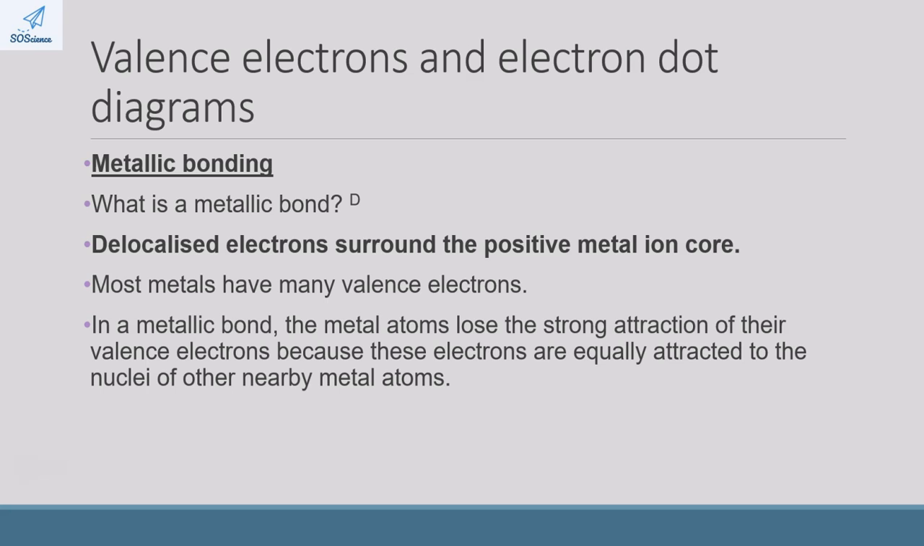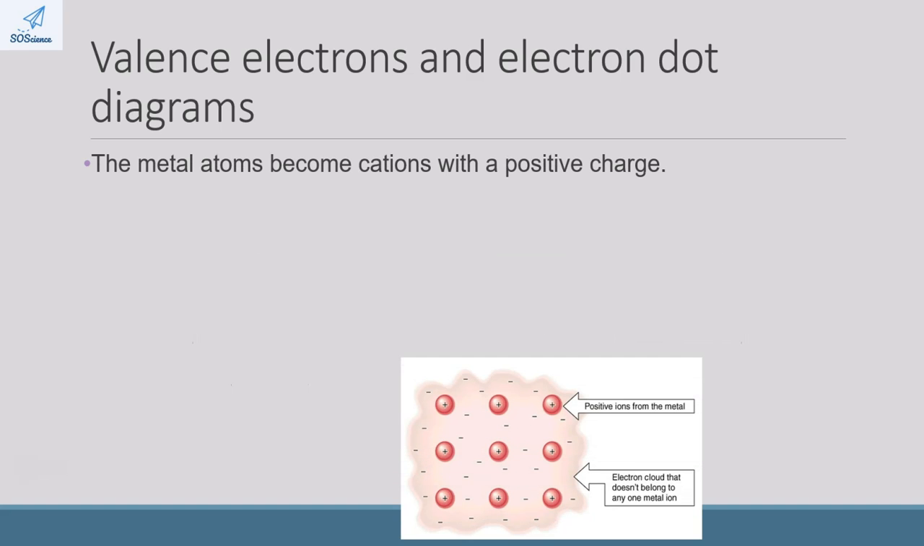But the valence electrons lose track of which atom they belong to originally, and they're equally attracted to the nuclei, the positively charged nuclei of all the other nearby metal atoms. And so the metal atom becomes a positive cation because it's made up of a nucleus with its core electrons, but it has lost its valence electrons.